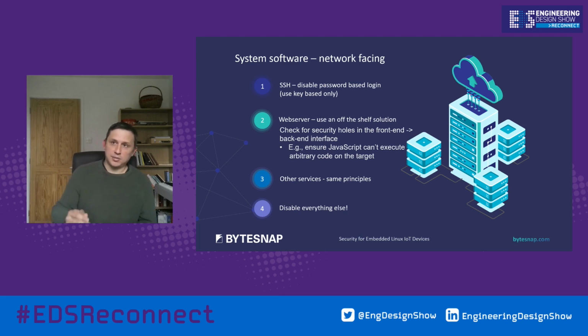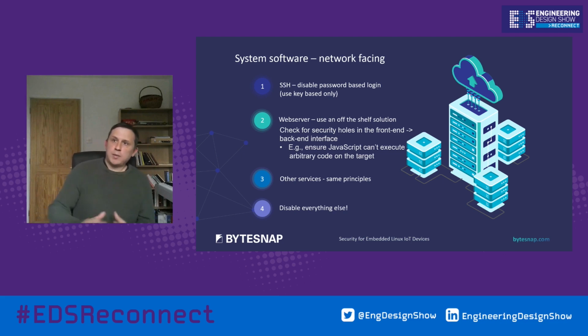But better yet, disable SSH entirely if you can. And if you can't do that, maybe run it off a non-standard port. So SSH normally runs off port 22. Consider just putting it on port 5522, something like that.